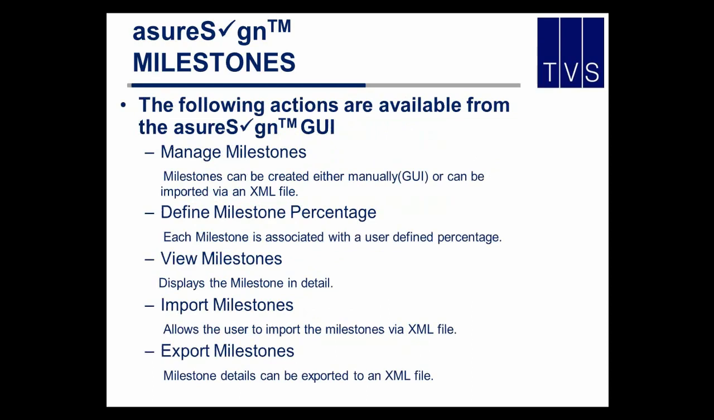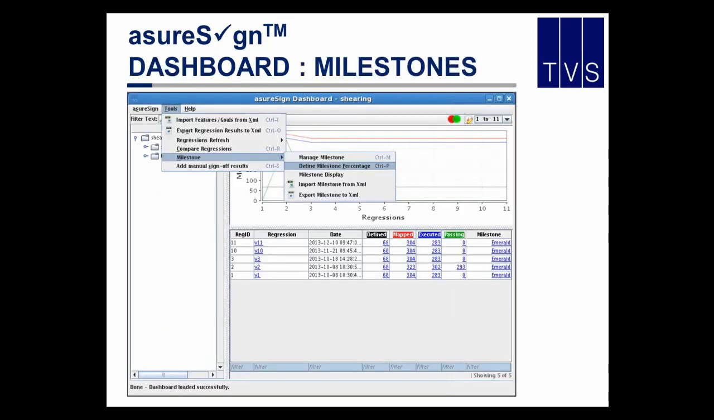The following actions are available from the AsureSign GUI, so we can manage the milestones. They can be created manually via the GUI, which I'll show you, or they can be imported via an XML file where you can update and say these are all gold. We can define a milestone percentage, so each milestone is associated, so we can say what percentage we want covering, etc. As I mentioned, we can view milestones in detail, so we can look at the information behind the milestones. We can import milestones, so we can allow the users to import the milestones via an XML or export it via an XML. So this is a dashboard for the milestones. We call it the milestone, and for example here we define the milestone percentage.